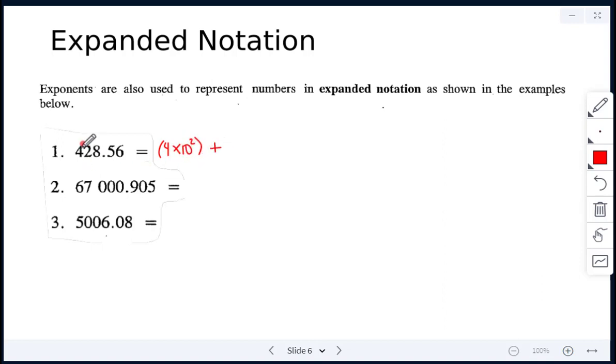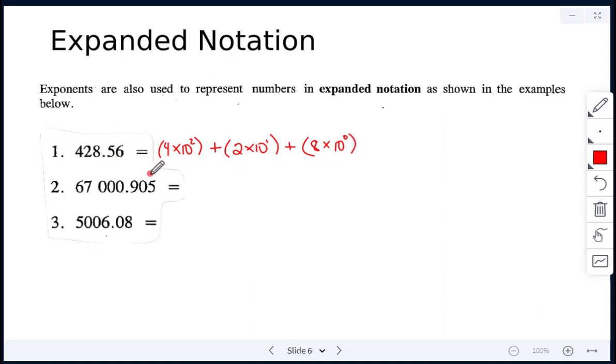Then we have our 2 in the tens place. So that becomes 2 times 10 to the power of 1. Then we have 8 in the ones place. In our ones place, we have to use our exponent of 0. So it becomes 8 times 10 to the power of 0.